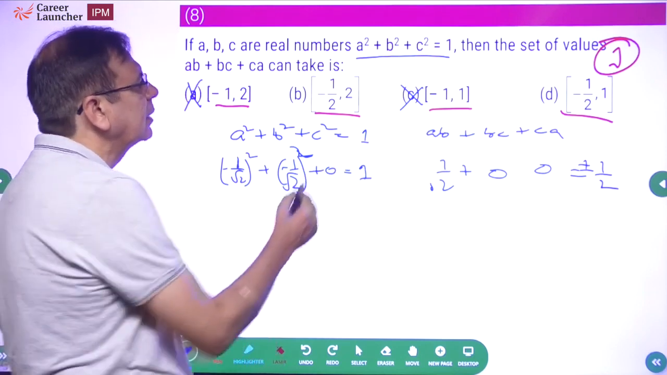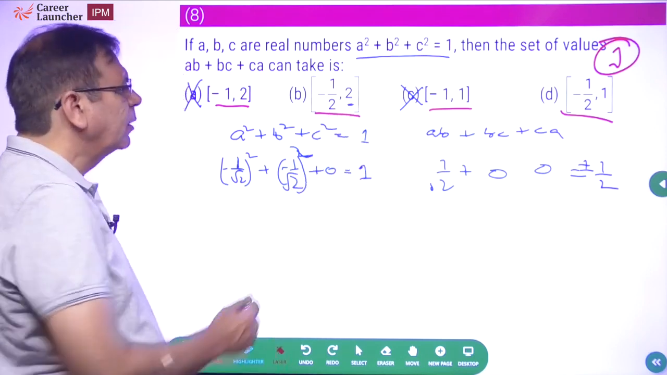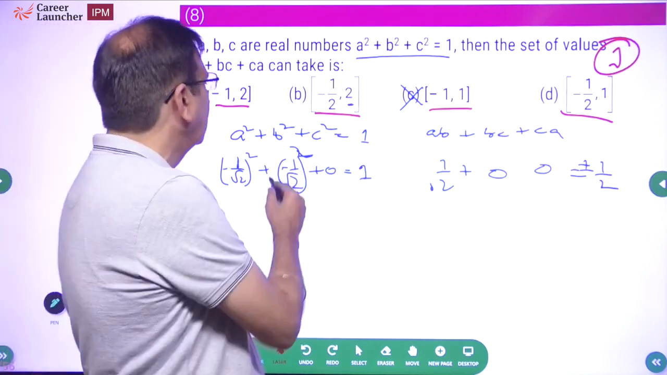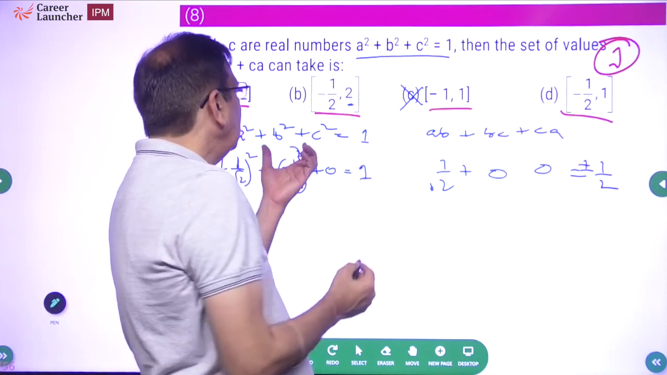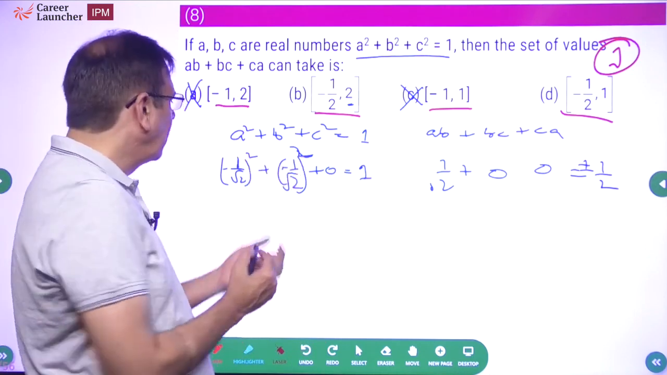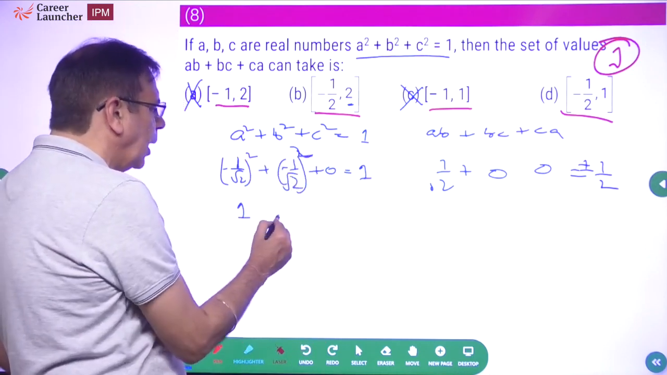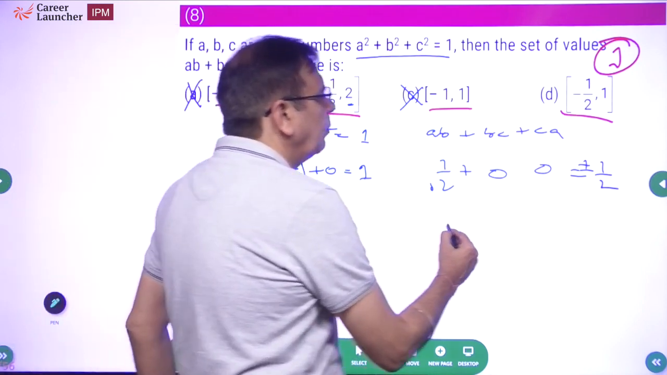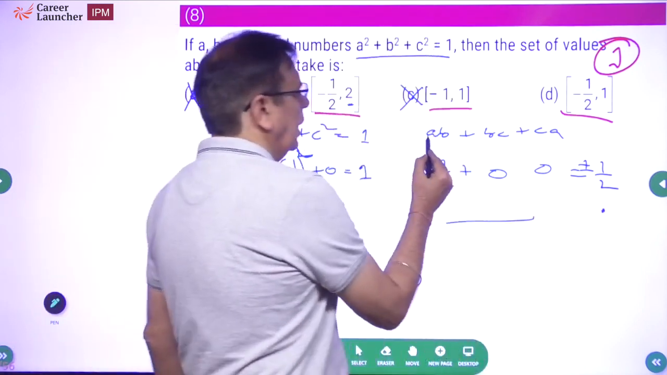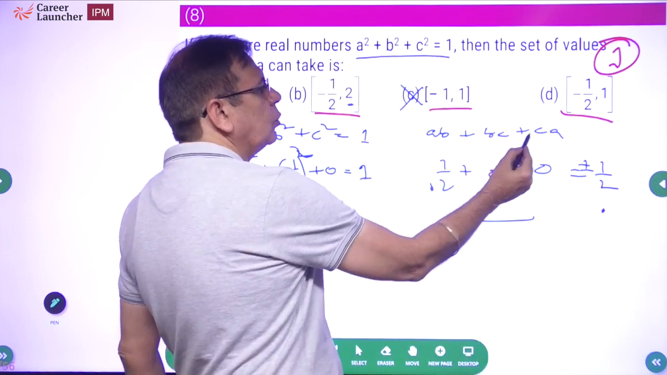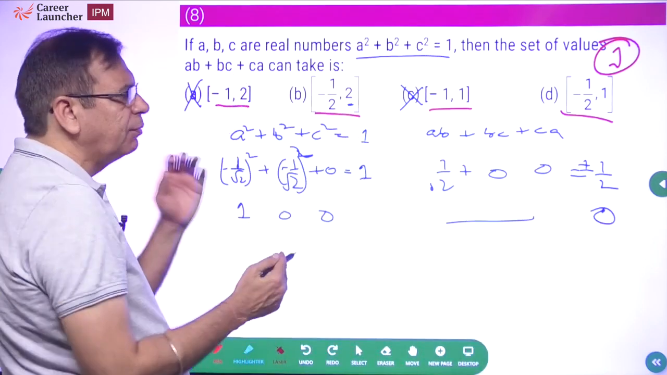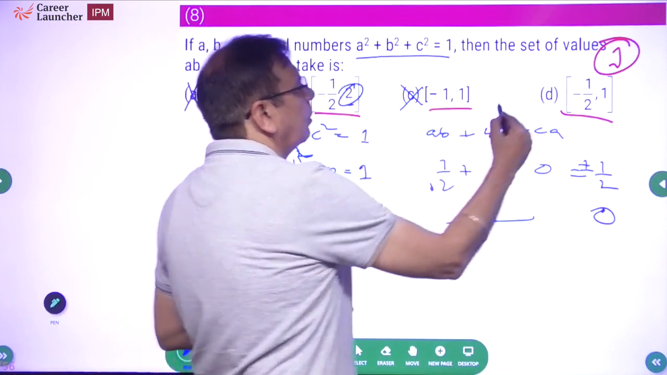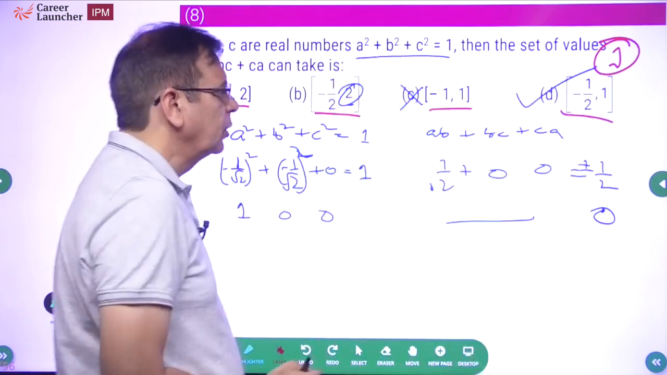Okay, can this be greater than 1? Can it go to 2? Obviously not, because the sum a square plus b square plus c square is 1. So the maximum value for each of a, b, c is 1. If you take 1, 0, 0, the sum ab plus bc plus ca will be 1 into 0 plus 0 into 0 plus 1 into 0, which is 0. Similarly, if you look at other possibilities, you will never reach this number. So the correct answer has to be choice D.